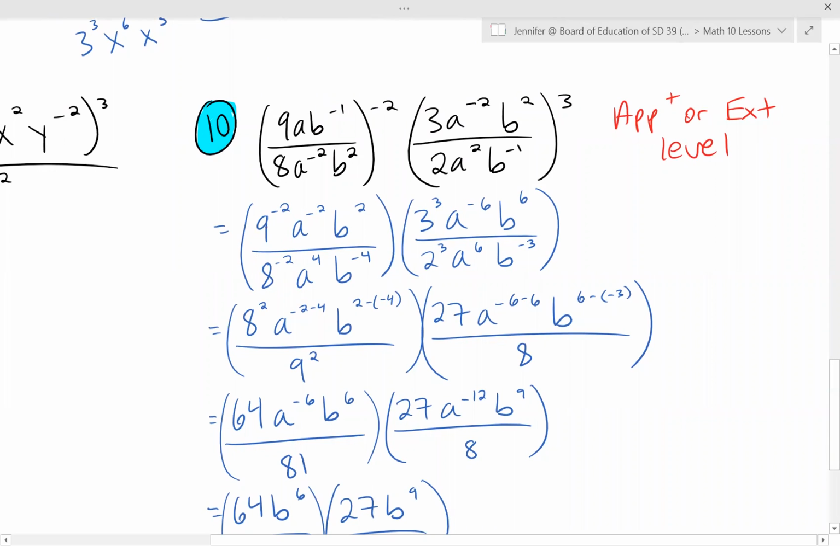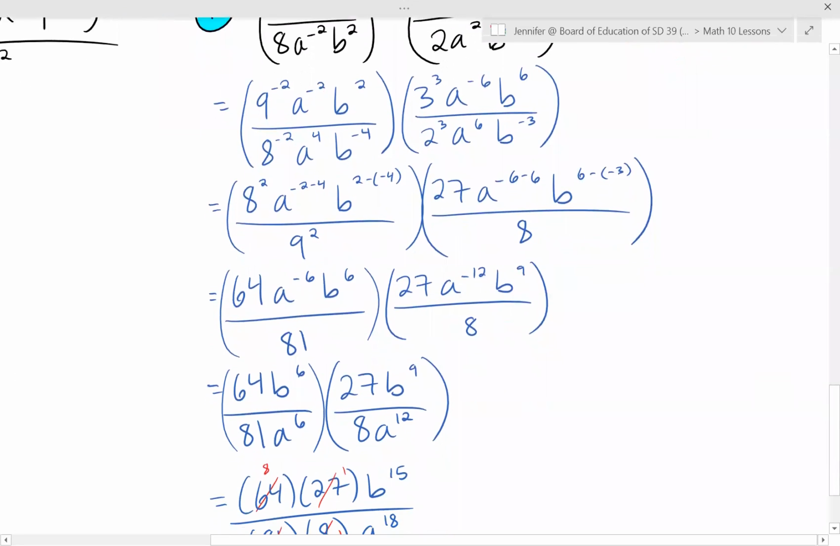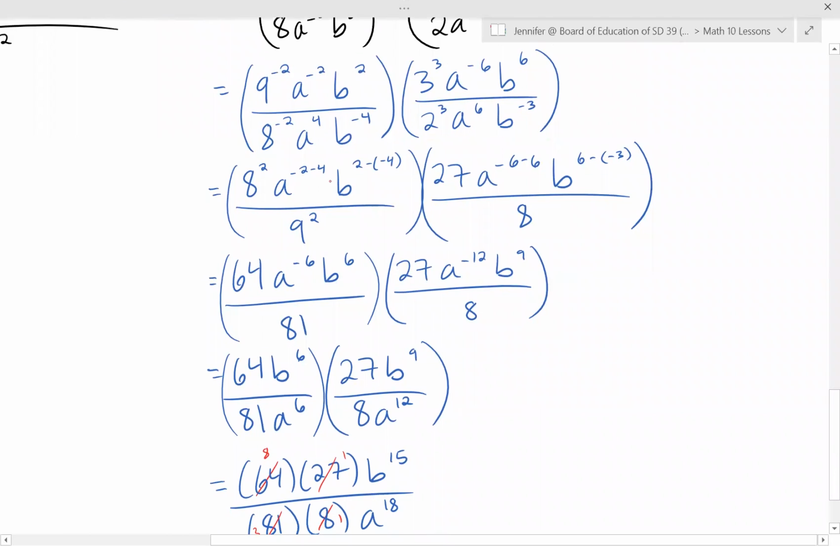What I did with my constants, I had 9 to the negative 2 and 8 to the negative 2. And remember, I don't want negative exponents, so all I did is flip their position. I brought the 8 up, brought the 9 down, now they have positive exponents. For my variables, I just use my division rule, so negative 2, negative 4, and then 2 minus negative 4. Same thing over here, but I didn't have to move the 3 and the 2 because they were already positive, so I just calculated what those values gave me. Next, I simplified the variables. I simplified the numbers here, which I did there.